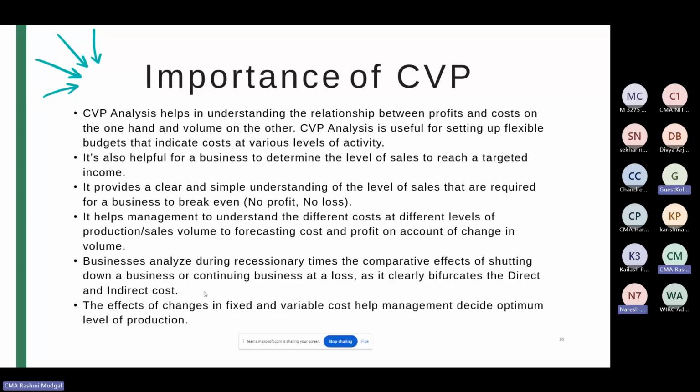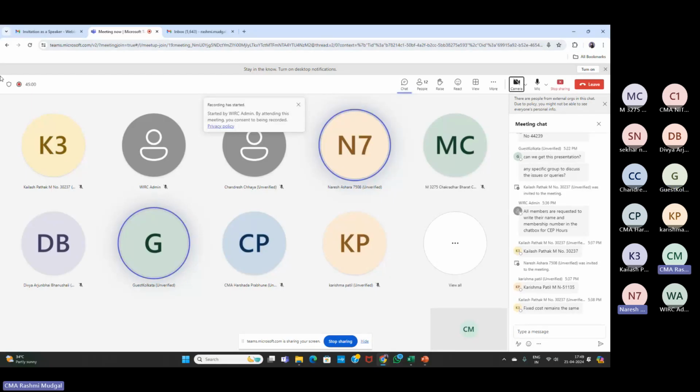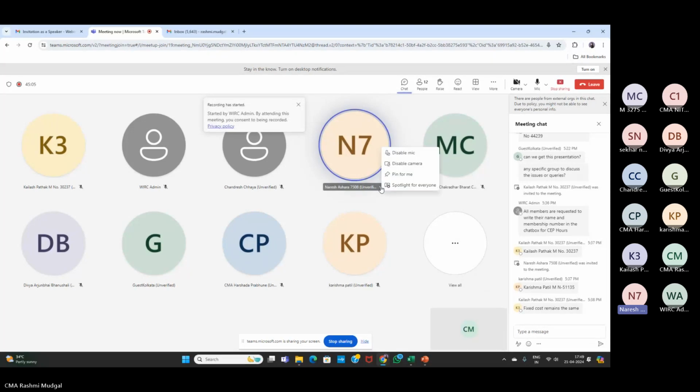There is another participant who has to unmute, who has to mute him. Naresh. Naresh, sir, please mute yourself. Okay.